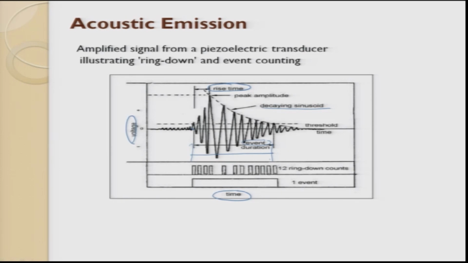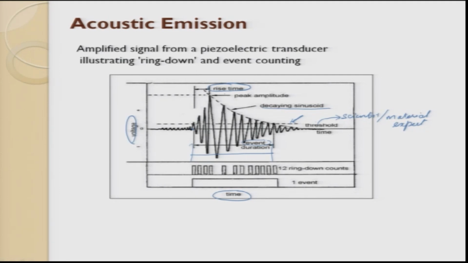You can also fix thresholds. This is the threshold, and who fixes it? The scientist, or the measurement-taking person, or the materials expert. He fixes it and says, I have fixed a threshold, and anything above this threshold will be called a defect. The threshold time is also noted, and the rise time is also noted from here.